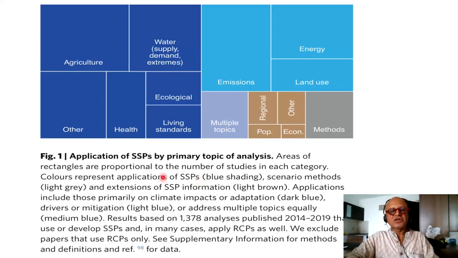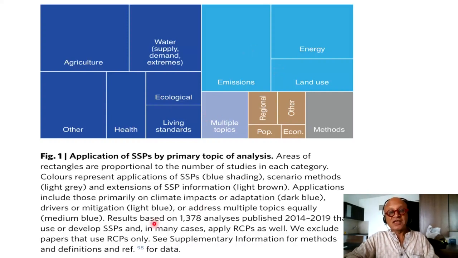Areas of rectangles are proportional to the number of studies, so you can see different sizes here in each category. Colors represent applications of SSPs in blue shading, scenario methods in light gray here, and extensions of SSP information in light brown here. Applications include those primarily on climate impacts or adaptation in the dark blue, drivers or mitigation in the light blue here, or address multiple topics equally in medium blue, which is this one. This is light blue, this is medium blue, I guess.